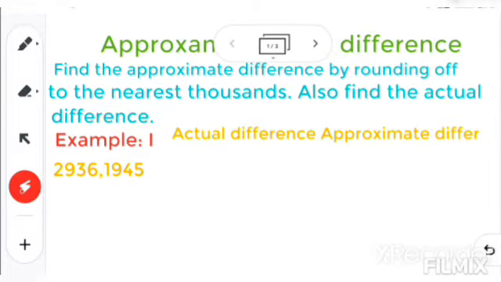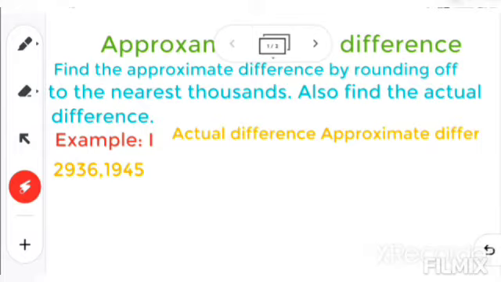First, let's arrange here. The numbers given are 2936 and 1945. So these both you have to approximate first to the nearest thousand. Then you have to find the approximate difference and the actual difference. So let's arrange these numbers. Here I have written actual difference and approximate difference, in two headings. So under this actual difference, I am going to arrange these numbers. When you subtract, this is the difference you are going to find.